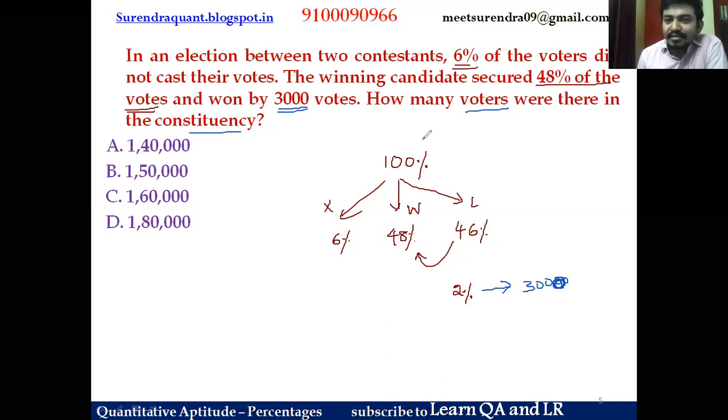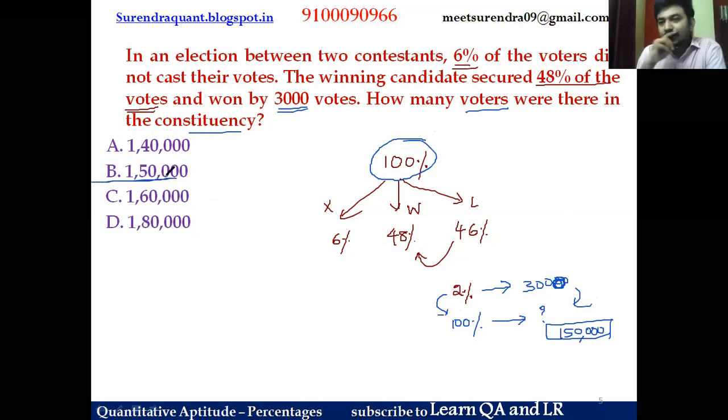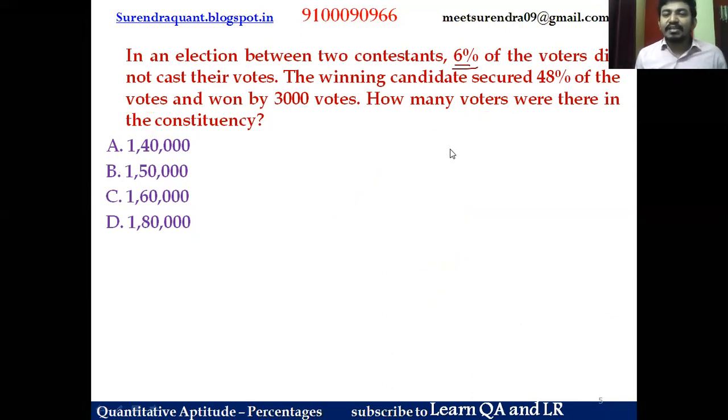So we have considered the total as 100%, right? So 100% is what? So this is 50 times, and this should be 50 times. So 50 times 3,000 is 1,50,000 voters are there in the constituency. So option B. My suggestion is, please be keen with the word. Please be careful with the context, right? You can better understand what I mean to say in the next question. Let us go for the next question.